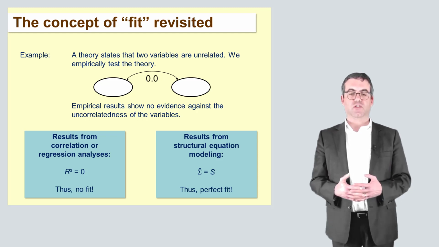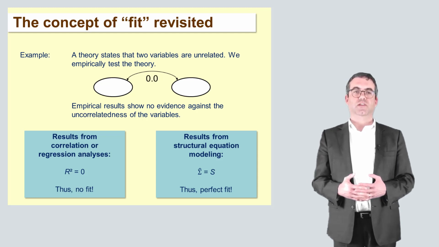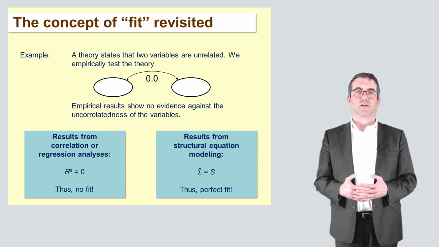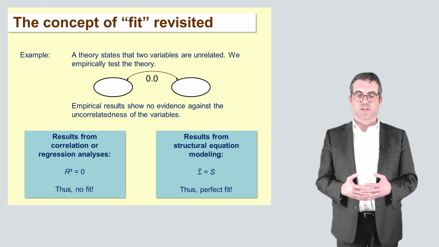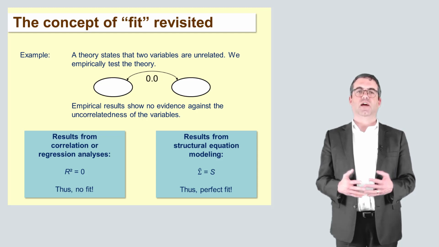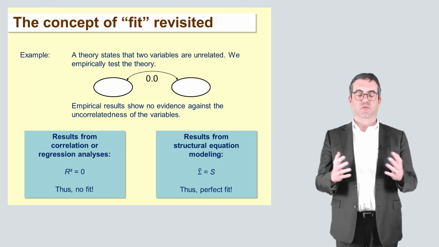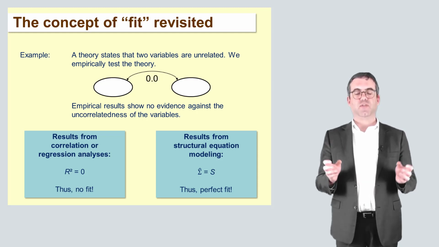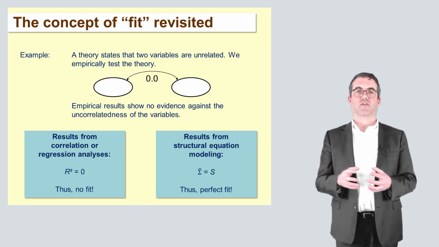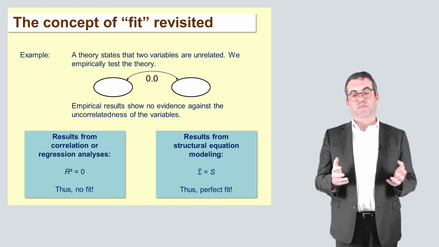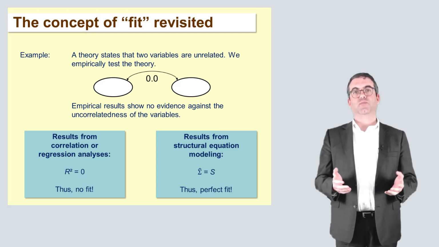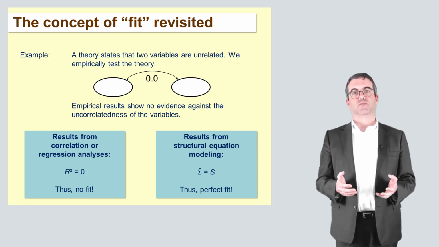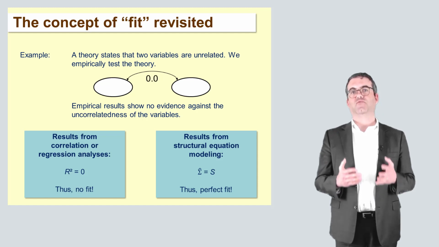One can construct situations where the two meanings of fit diverge. One such situation is the current one, where we have two variables that are hypothesized to be unrelated. So that's what the theory says. The first variable has nothing to do with the second variable. If we run a correlation analysis or regression analysis, we would obtain an R² of 0. So there is no econometric fit.